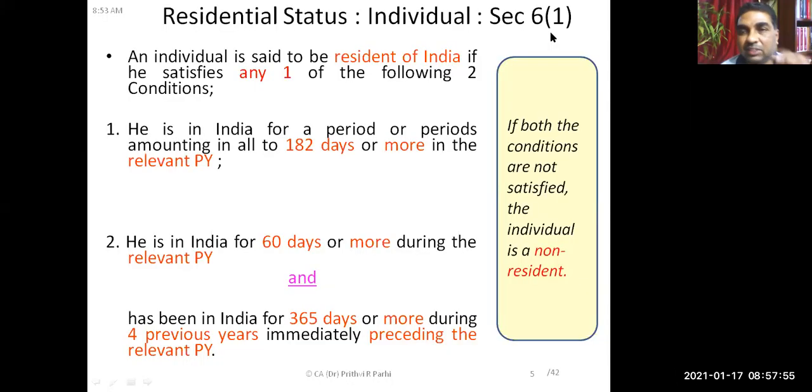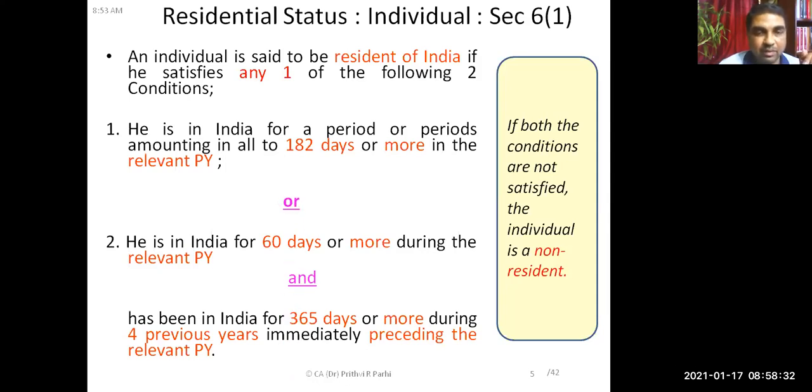Now, first we'll understand section 6, subsection 1. What is section 6? What is subsection 1? If you want to know the exact verbatim representation, you can go to the site and read it. First of all, we'll be talking about an individual, and his residential status. An individual is said to be resident in India if he satisfies any one of the following two conditions. Meaning, if any one of these conditions is satisfied, then he will be called a resident of India.